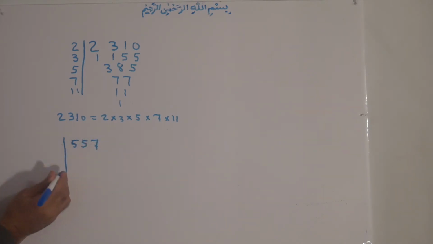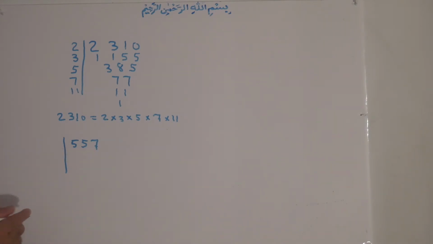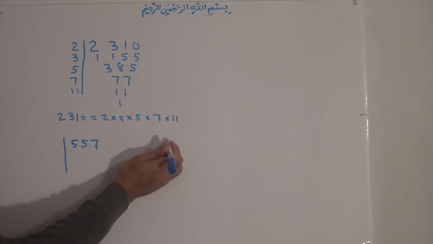If you factor this one, first, it is not divisible by 2 because the last digit is neither 0 nor even. Is it divisible by 3? No. 5 plus 5 is 10, 10 plus 7 is 17, and 17 is not divisible by 3. Then 5, the last digit is not 0 or 5. Is it divisible by 7? For 7 we have a procedure.